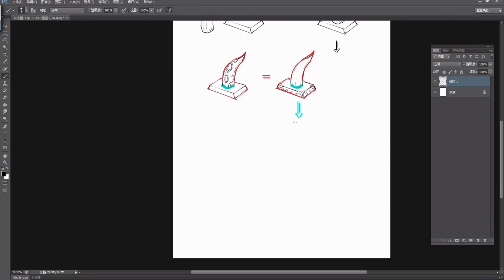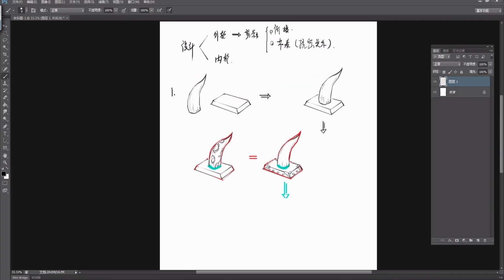It will change the silhouette. And the most important thing is to make it reasonable. Let's take this basic form as an example.